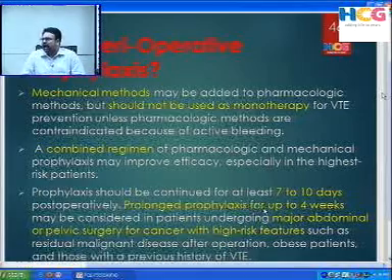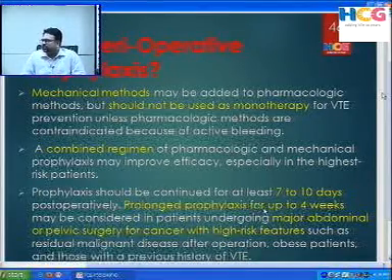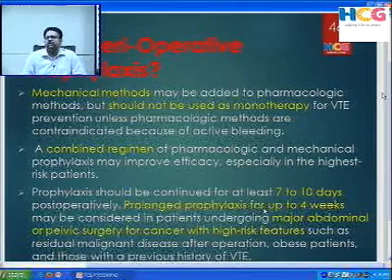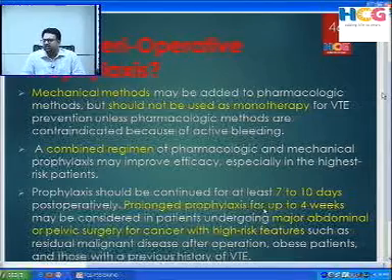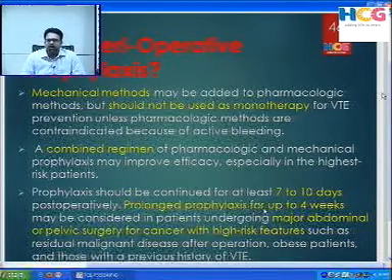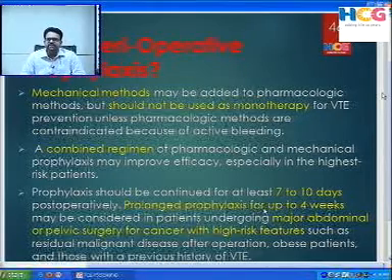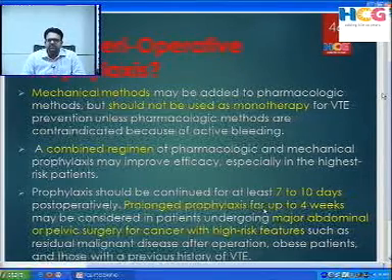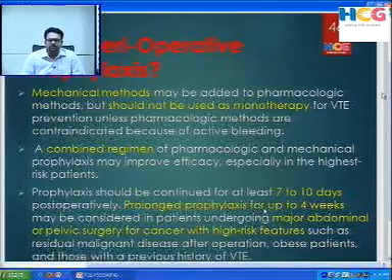So what is the ideal perioperative prophylaxis? The mechanical method should be added to the pharmacological method but should not be used as a monotherapy for venous thromboembolism prevention unless the pharmacological methods are contraindicated because of active bleeding. A combined regime of pharmacological and mechanical prophylaxis may improve the efficiency, especially in the highest risk patients. The prophylaxis should be continued for at least 7 to 10 days post-operatively.